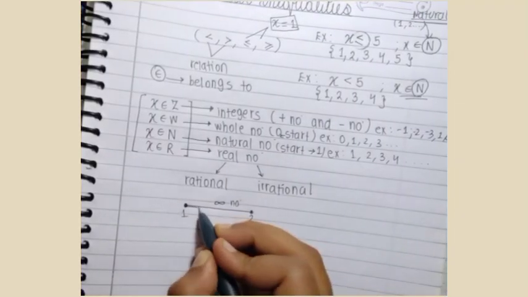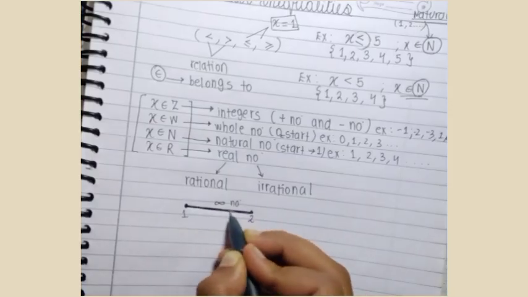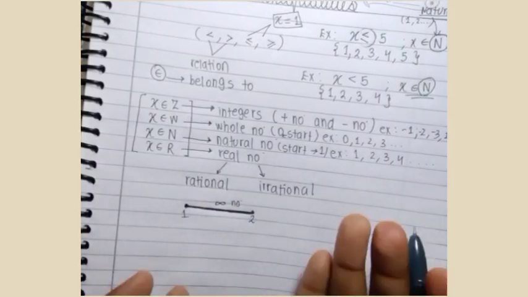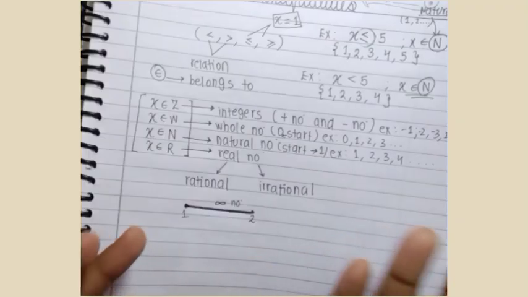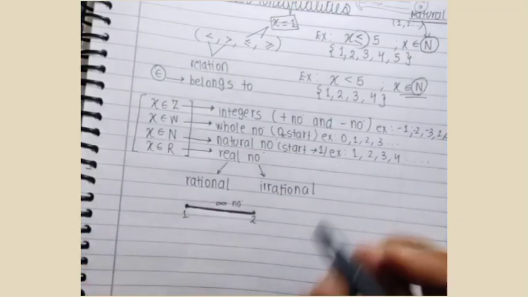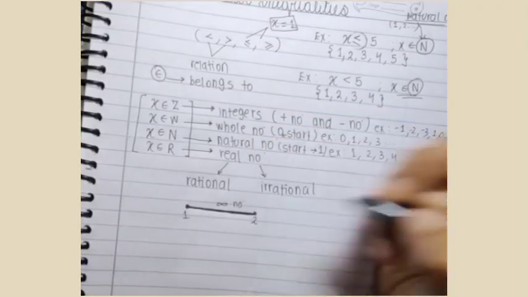So all of these numbers which come between 1 and 2 are real numbers. Between 1 and 2, what can come? It can be 1.2, 1.1, and many other numbers. They can be fractions also, they can be decimals and more such kinds of numbers. So we refer to them as real numbers.